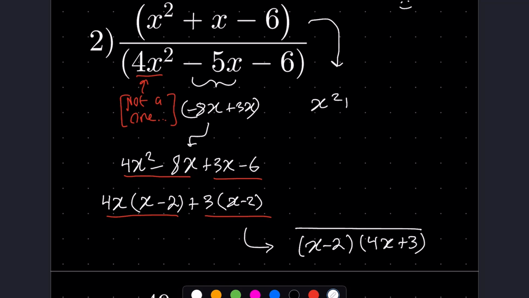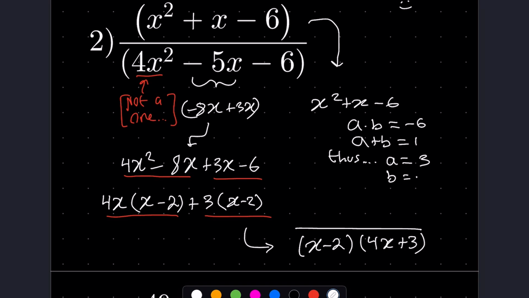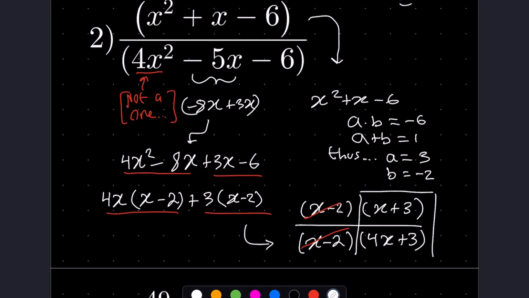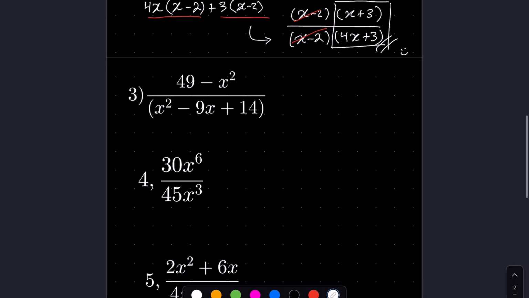Now our numerator, we're going to do the exact same thing we did before, where what times what gives us that -6, and when added gives you that 1. And in this scenario, let me think, a is equal to -3, and for our b, it's going to be 2. Yeah, so that looks right. So you're going to have x minus 2 and x plus 3. And why do we do that? Well, now you can just cancel them out, and the final answer is that right there. Beautiful. Okay, now the next question.